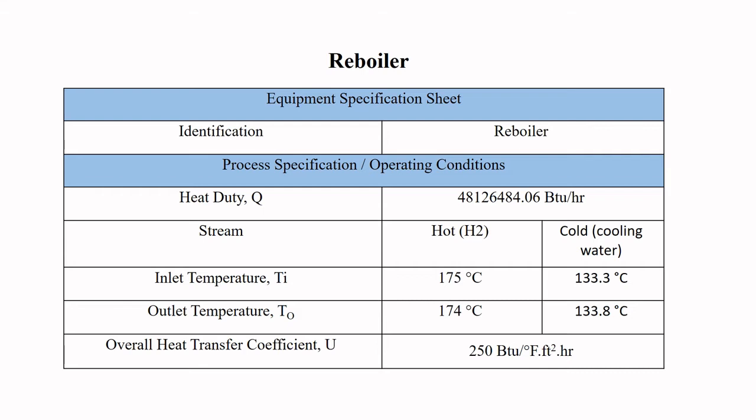So the next slide is about the equipment specification sheet and also operating condition for a reboiler. The heat duty Q for this reboiler is as stated in this table, and there are two streams, inlet and outlet, for hot and cold medium. For hot, the inlet is 175 degrees Celsius and outlet is 174. For the cold, the inlet is 133.3 degrees Celsius and outlet is 133.8 degrees Celsius.